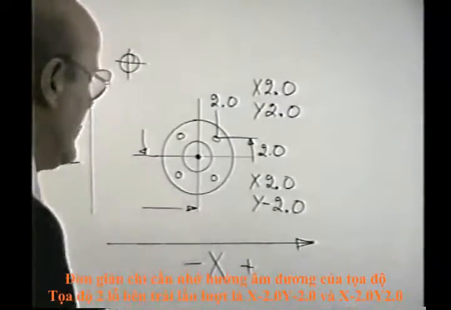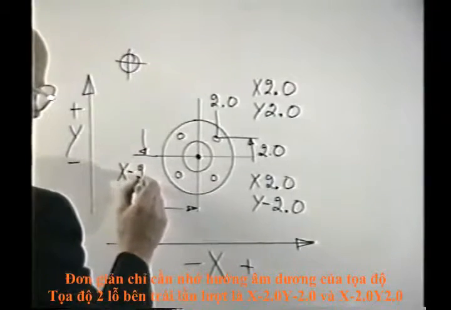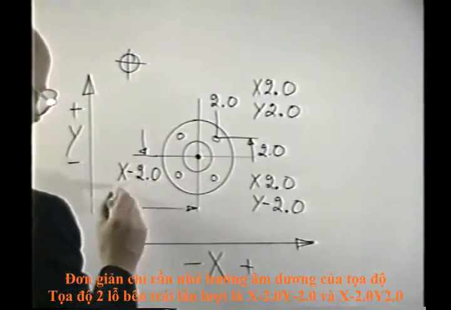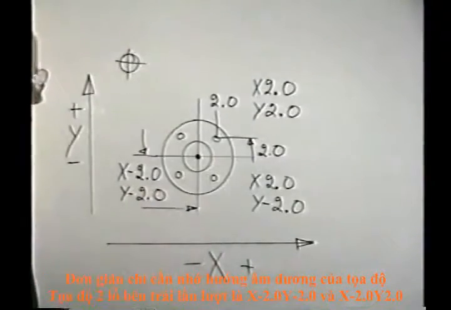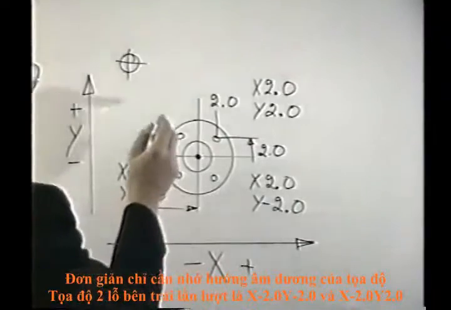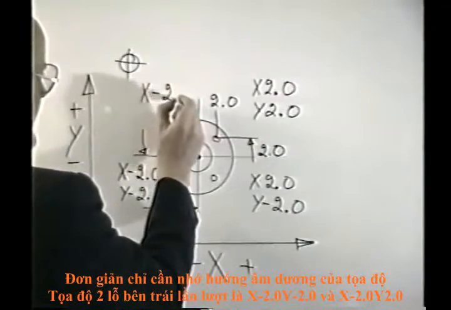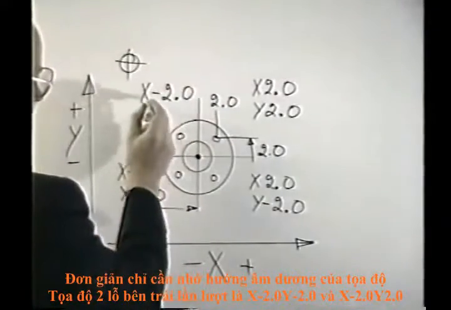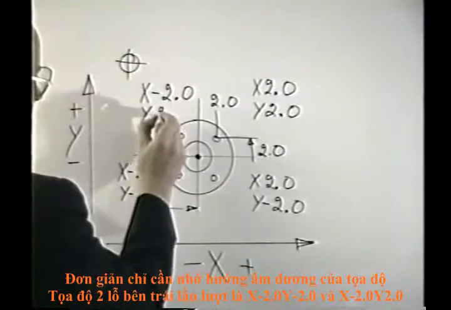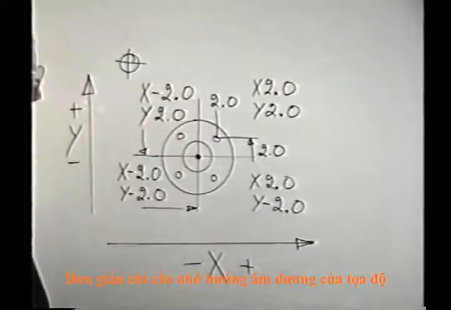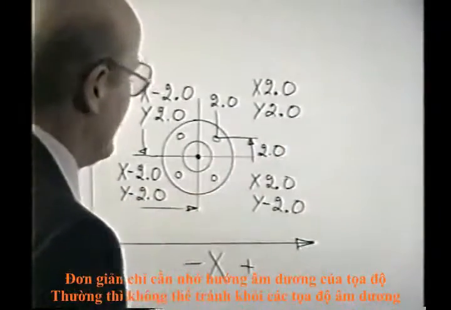This hole right here would be over in the x minus direction, minus 2.0, and also y minus 2.0. And this hole would be located in the x direction, minus something. It happens to be 2.0. In the x direction it's minus 2.0, but in the y direction it is positive 2.0. So sometimes you can't avoid it. You've got to have these positive negative signs in there.